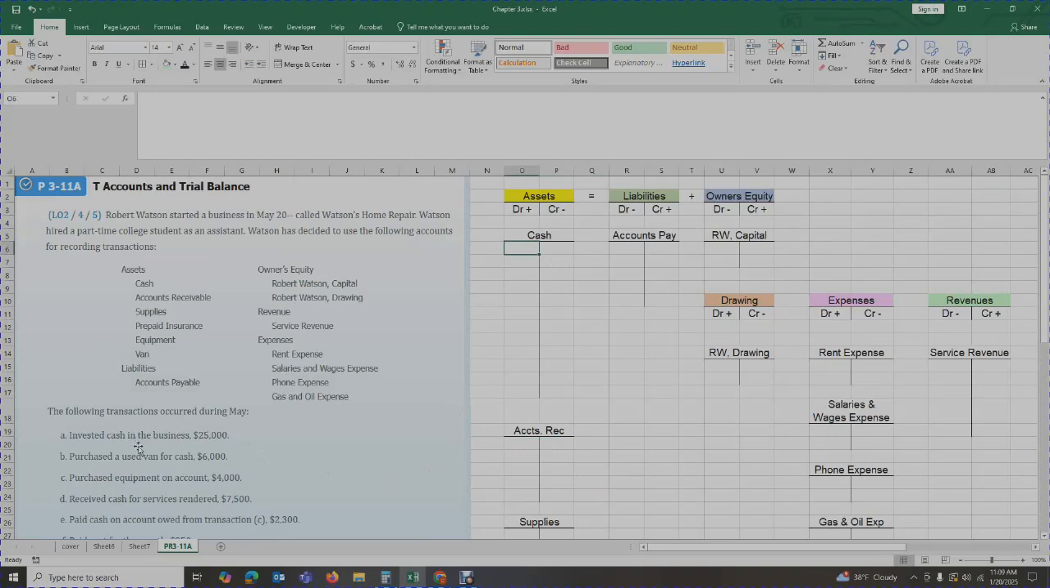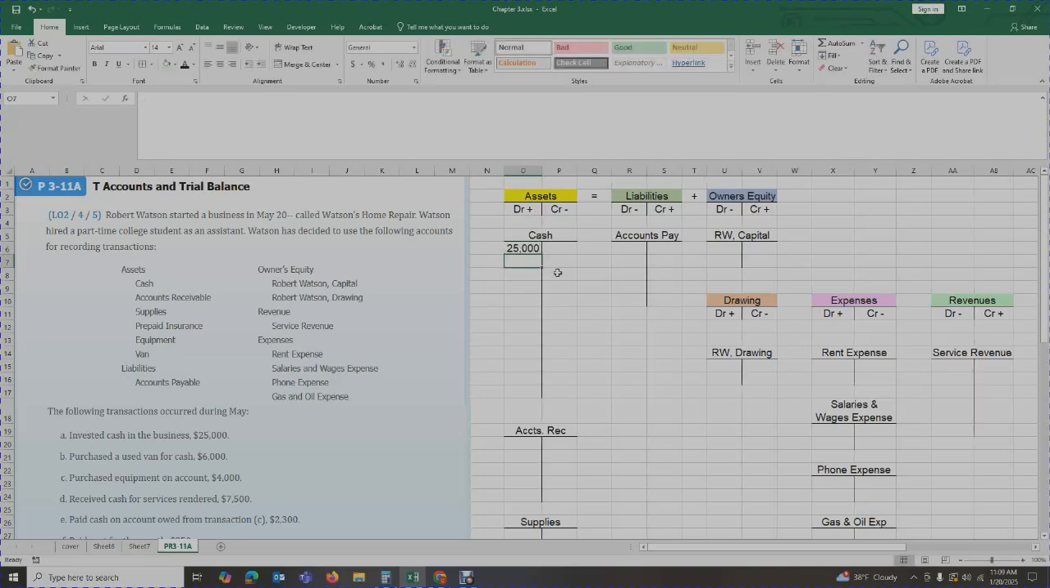We invested cash in the business. So I'm looking at transaction A right here. Invested cash in the business, $25,000. So what did we receive? We received cash. Do we have more or less cash? I've got more. Because I've got more, that's a plus sign. I'm going to go ahead and debit my cash, $25,000.